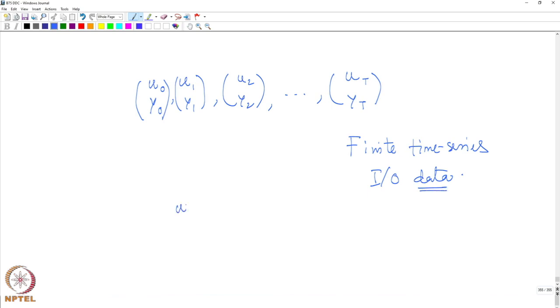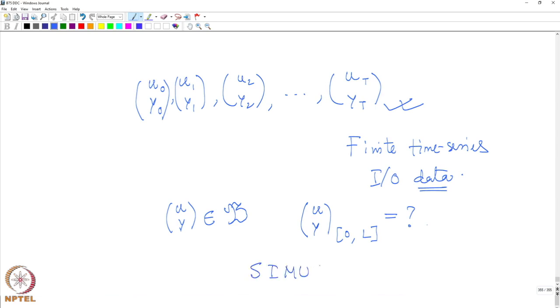So somebody now asks me, okay, u and y, a typical trajectory in the behavior. I want my information about u y restricted to 0 to L. Once again you can use L plus 1, does not really matter. Can I get this from this data itself? That is the question of simulation. Is it possible to simulate all possible trajectories restricted to this timeline from the measurements of input and output?